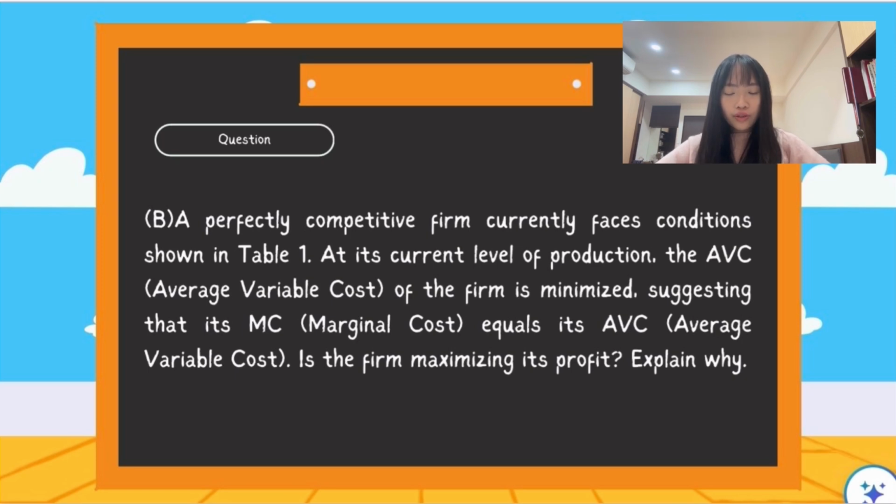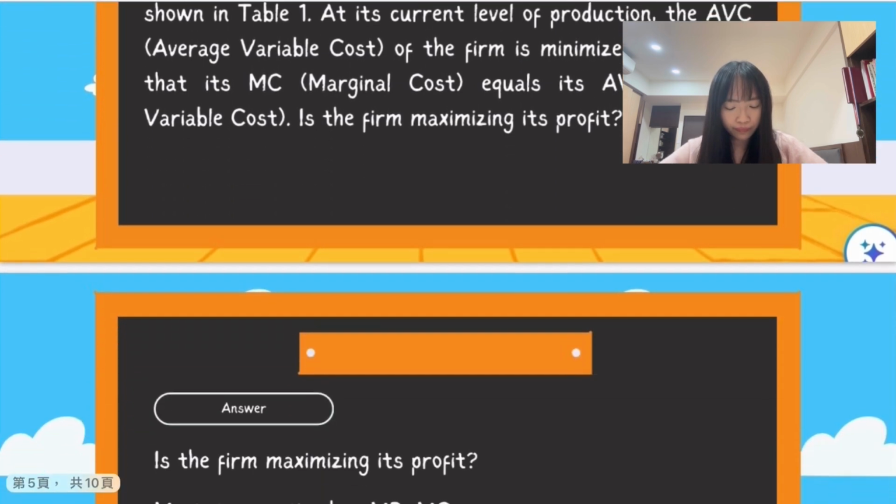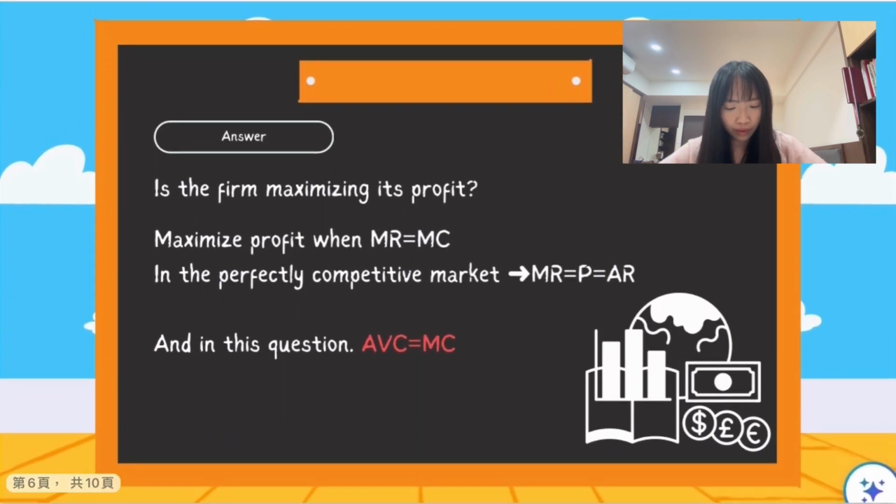Now let's discuss question B. A perfectly competitive firm currently faces conditions shown in Table 1. At its current level of production, the average variable cost of the firm is minimized, suggesting that its marginal cost equals its average variable cost. Is the firm maximizing its profit? Explain why. And here is the answer to the question.